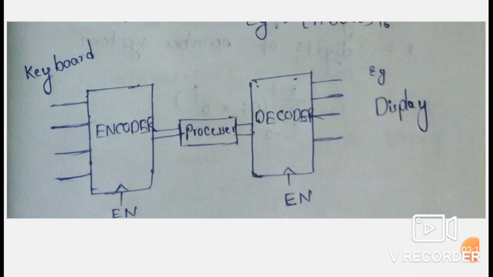In our day-to-day life we use the decimal number system only, but when you give these decimal values to the processor, which is made up of transistors, it can't understand them. So we need to convert the information in terms of zeros and ones, where 0 means 0 volts and 1 means 5 volts. In that way we have to give it to the processor.